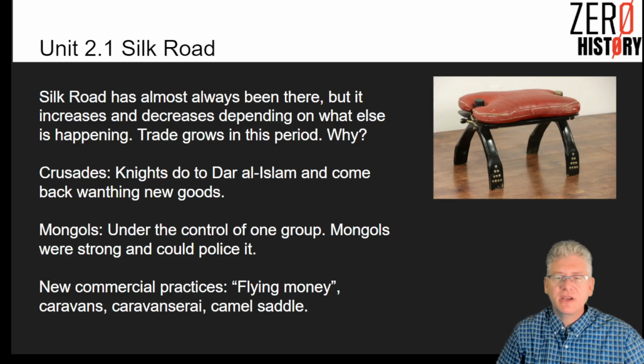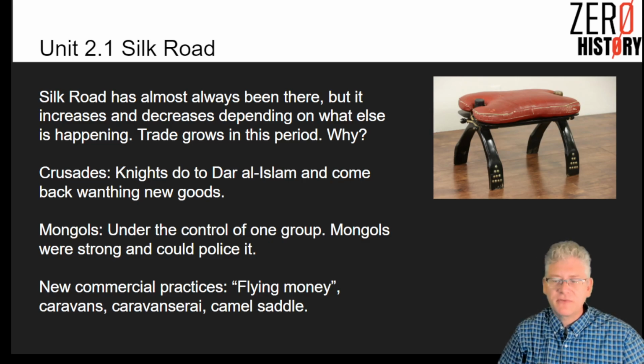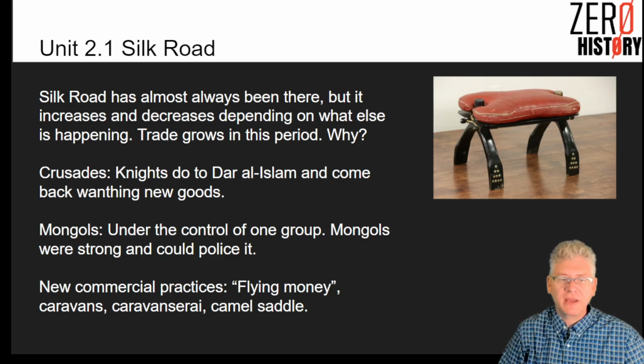So the Silk Road, again, has almost always been there to some degree, but it kind of increases and decreases depending on the situation. So, for example, all the way back to the Romans, we know the Romans and the Hans traded a little bit. We know some trade was going on there. But the best place to do a lot of this trade is probably more on the water. You're avoiding the long trips. You're avoiding bandits and deserts.